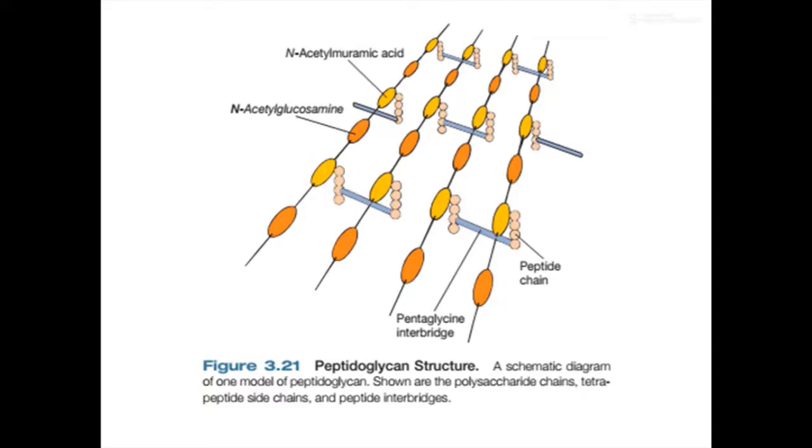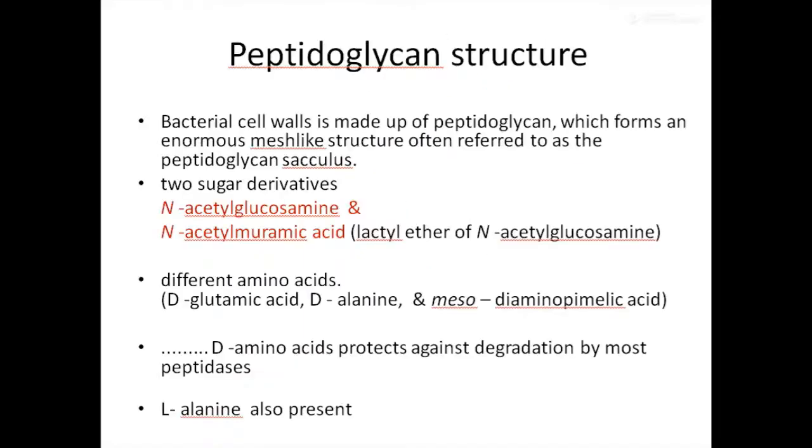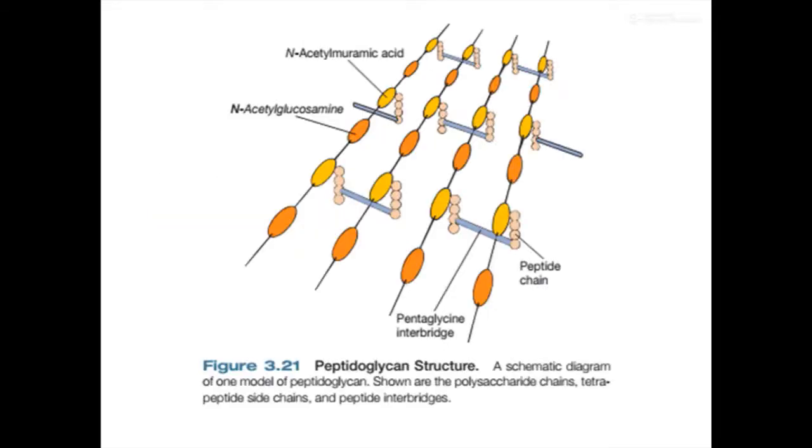Like I had told you about, which are the amino acids which we found. We have either D-glutamic acid, D-alanine, mesodiaminopimelic acid, like that. Different amino acids are being attached. A chain of 4 amino acids will be attached onto the NAM. And like that, what happens? Each peptidoglycan chain is being interlinked with different peptidoglycan chains by peptide bonds. And sometimes they might be pentaglycine interbridges.